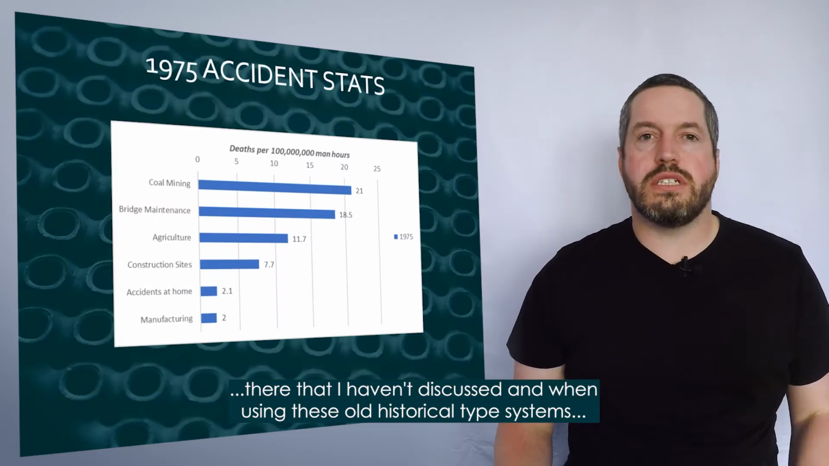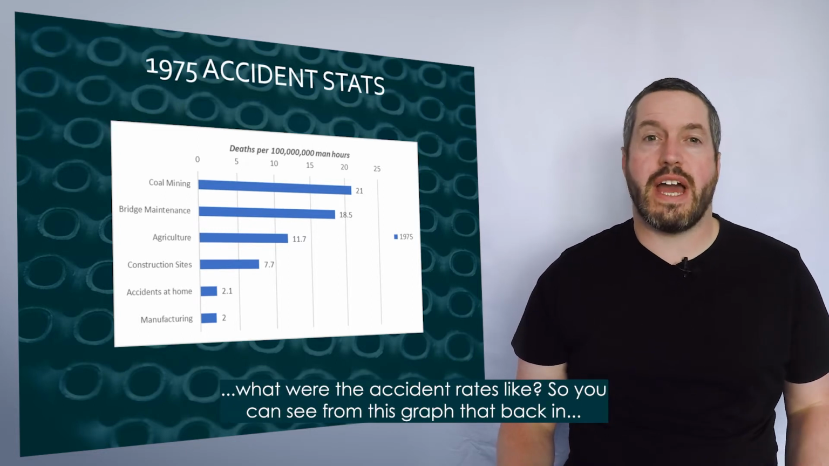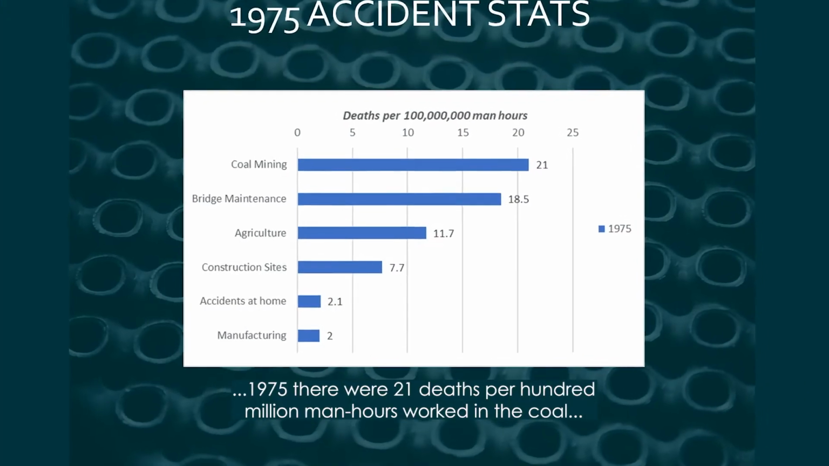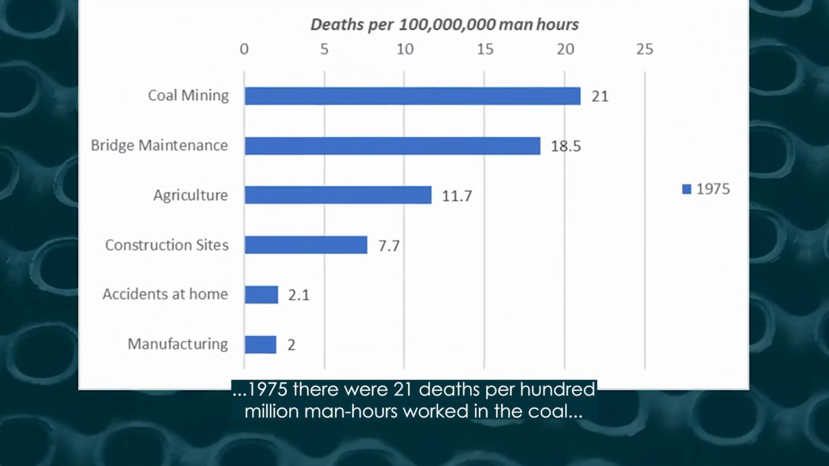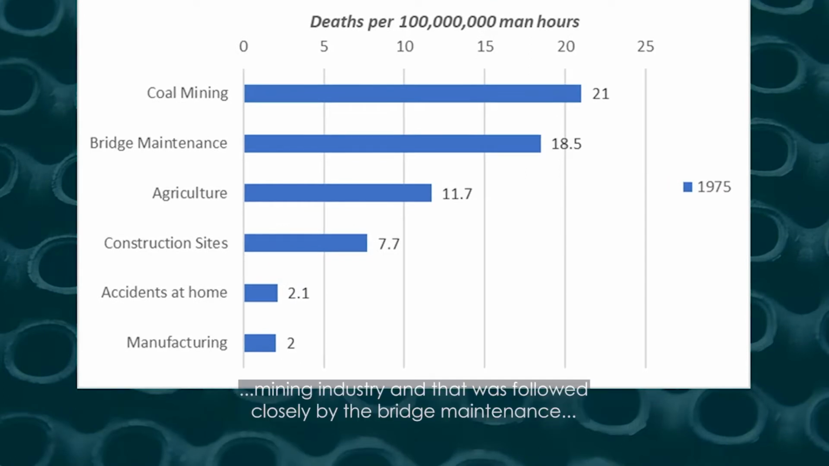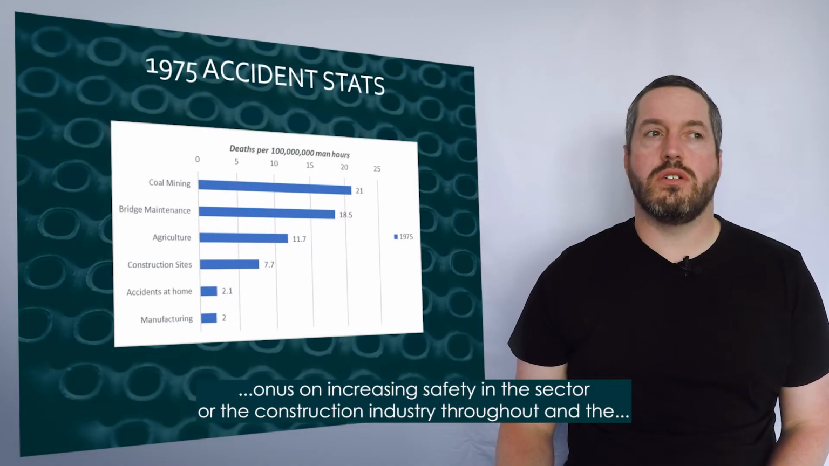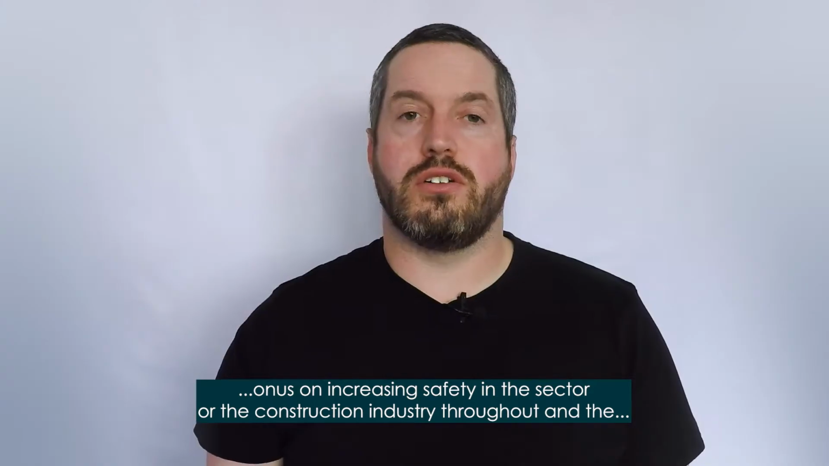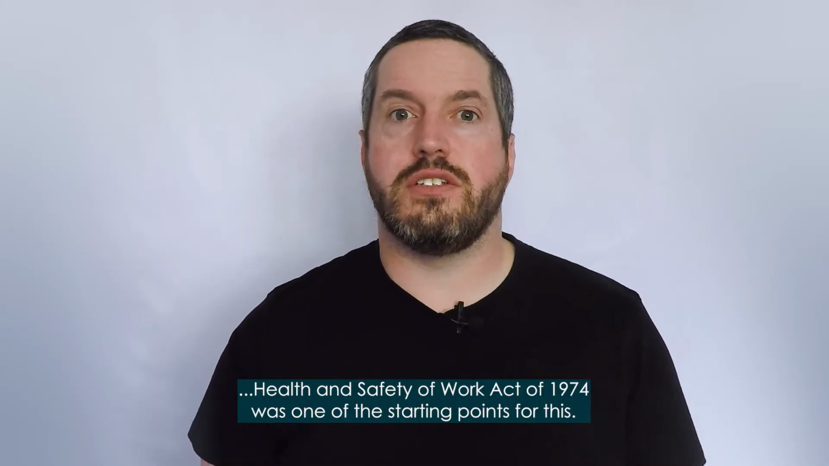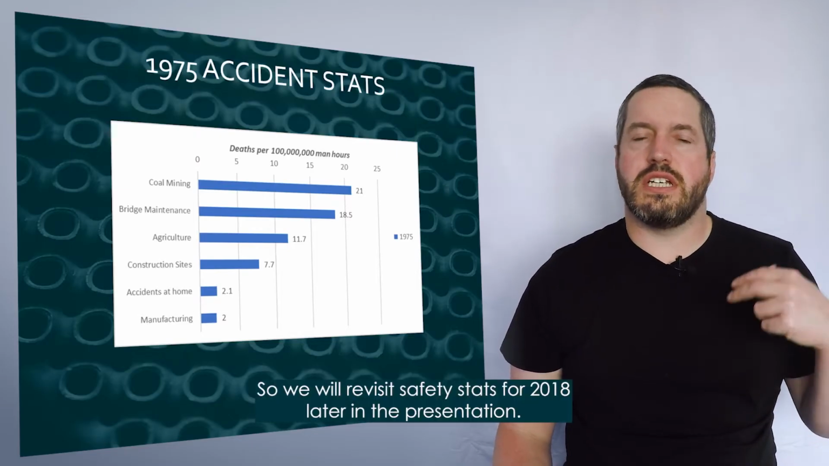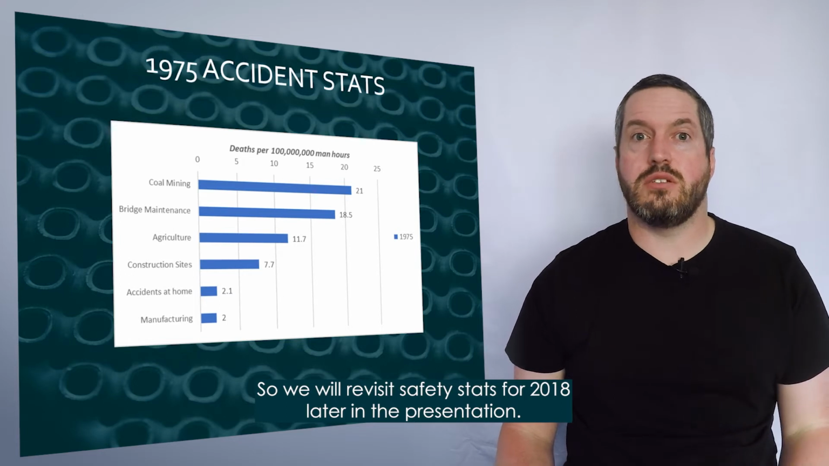And when using these old historical type systems, what were the accident rates like? So you can see from this graph that back in 1975, there were 21 deaths per 100 million man hours worked in the coal mining industry, and that was followed closely by the bridge maintenance industry with 18.5 deaths. So a lot of work was needed, and there was an onus on increasing safety in the construction industry throughout, and the Health and Safety at Work Act of 1974 was one of the starting points for this. So we will revisit safety stats for 2018 later in the presentation.